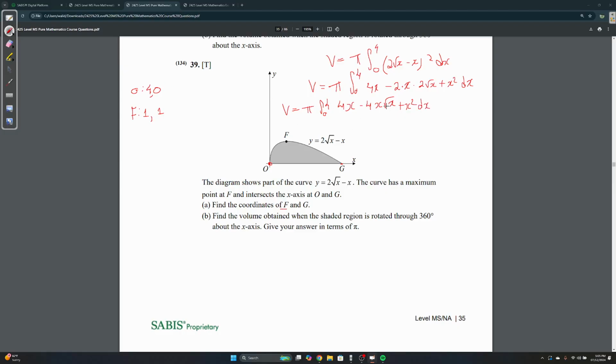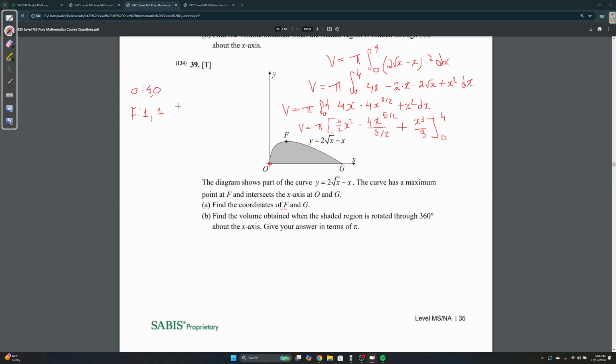Now let's integrate this. I'm going to rewrite x root x as x to the power of 3 over 2, because this is 1 and this is half, so 1 plus half is 3 over 2. Because I need to integrate. So the volume is equal to pi, let's start integrating: 4 over 2 x squared minus 4 times x to the power of 5 over 2 over 5 over 2, plus x cubed over 3. Our bounds are from 0 till 4.